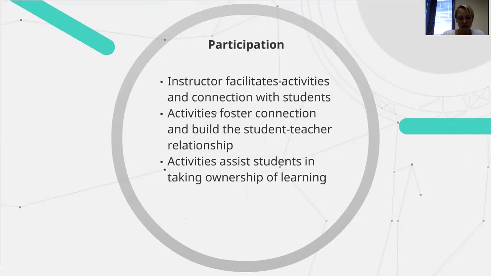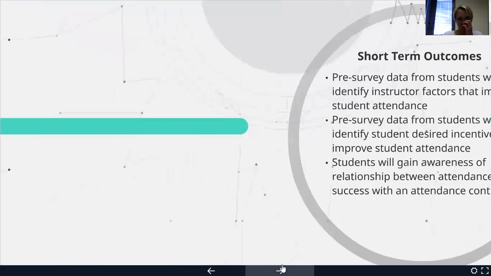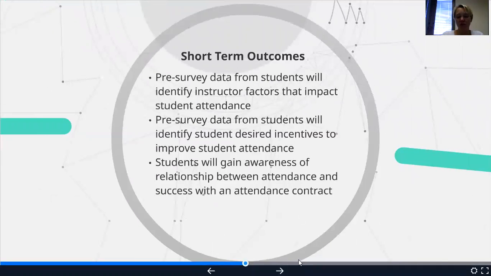As I was saying, the activities of this plan as a package support improving student attendance as well as student success in the course. I have short-term, medium or middle-term, and long-term outcomes for this plan. To begin with, as I mentioned, I will have students complete the pre-survey. And at the same time, by completing the attendance contract, they'll gain awareness of the importance of attendance and its relationship to success in the class.